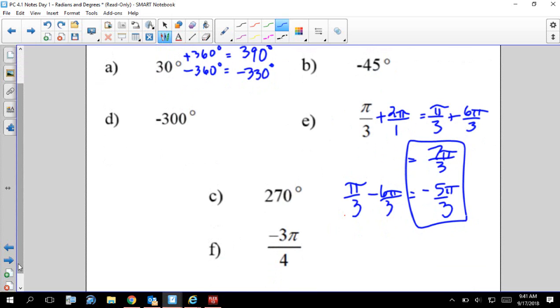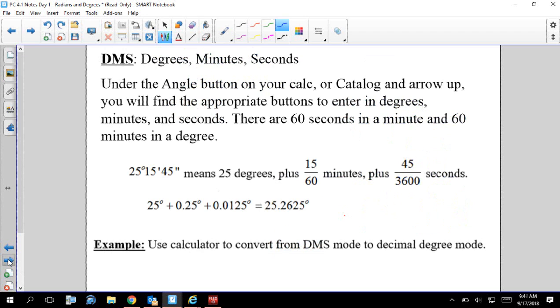Okay, next section. This is where you're going to need your calculator. Degrees, minutes, and seconds. I heard Andres did this last year. I don't think my CP classes did it, so I doubt anybody did, because it wasn't in our book. Anyway, if you see an angle written with an apostrophe and then a double apostrophe, this angle here is the same as 25.2625 degrees. It's just written in a different format.